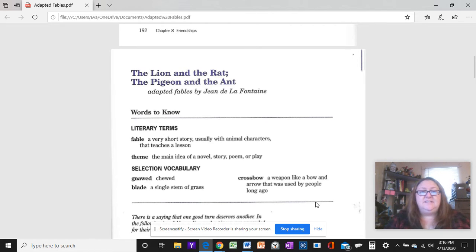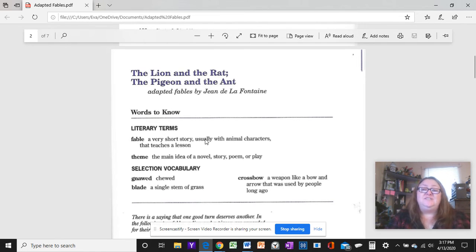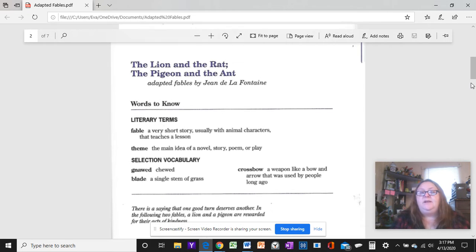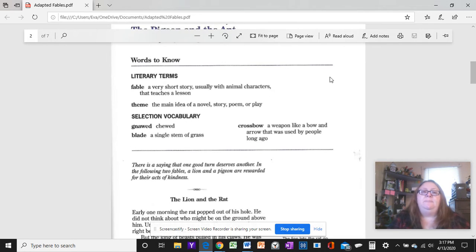Don't forget, this is a very important section. You must read the Words to Know section with literary terms and selection vocabulary. The terms I want you to know, eighth graders, are fable and theme. Fables are short stories with animal characters that teach a lesson. You need to know that. And theme is the main idea of a novel, story, poem, or a play. We've been reading about main ideas. What is it about?